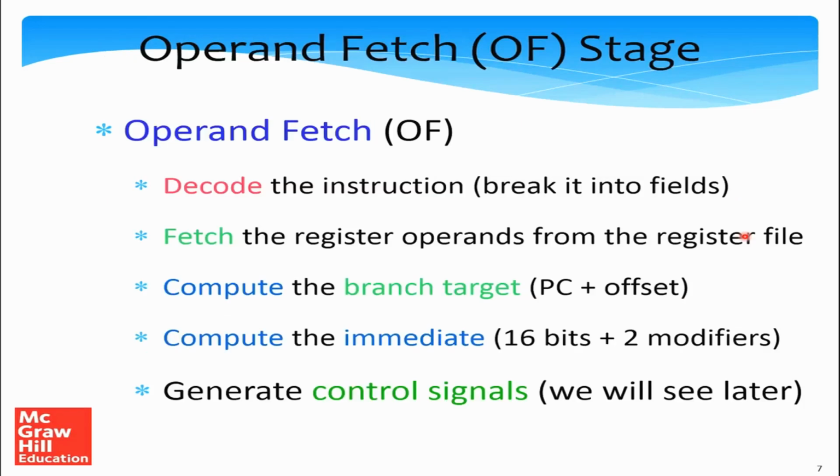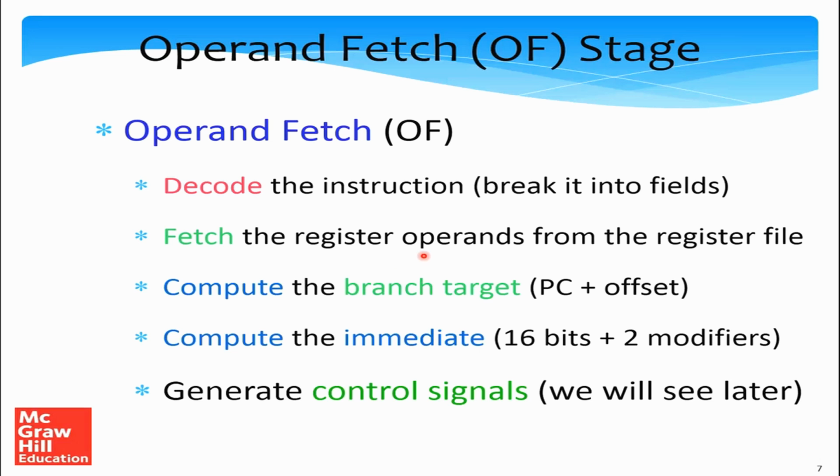The operand fetch (OF) stage does several things. First, it decodes the instruction. Decoding the instruction means you break it into fields, because everything is packed inside a 32-bit field. So we need to break it into fields. Then we need to fetch the register operands from the register file, so we need to read them. This stage also computes the branch target, which adds the offset to the program counter.